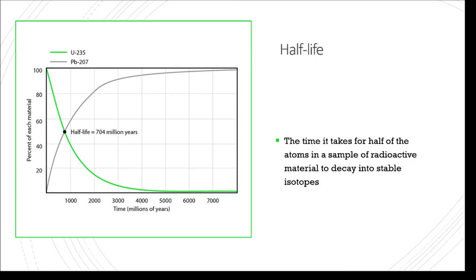If you have a look at this graph here, the half-life of uranium is 704 million years. That means if you have a sample of uranium, it will take 704 million years for half of that sample to turn into lead.